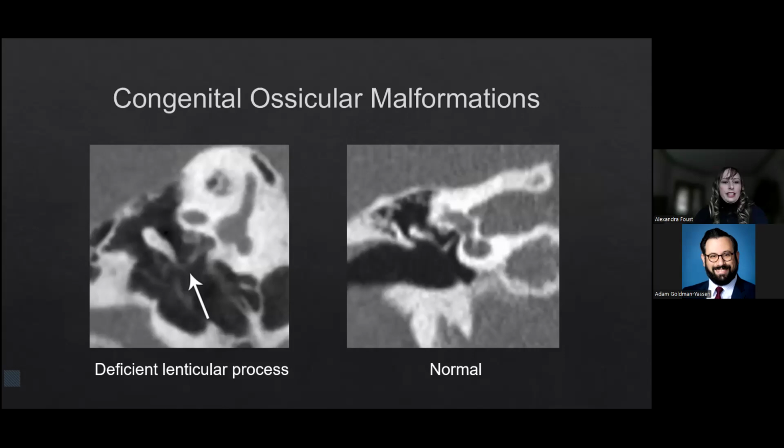A couple of additional examples. This is an example of a deficient lenticular process. So again, you have the long process of the incus and then the lenticular process of the incus, which will articulate with the stapes capitellum. And here you can see there's a short segment of deficiency in that lenticular process.